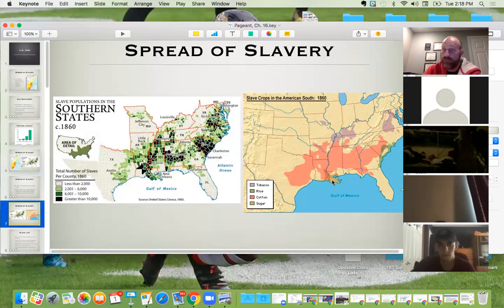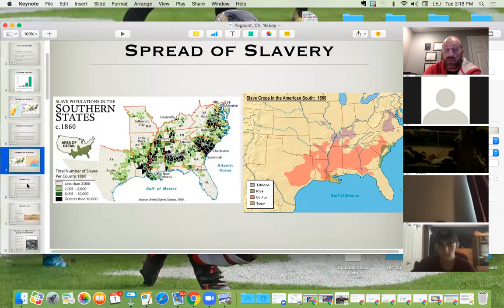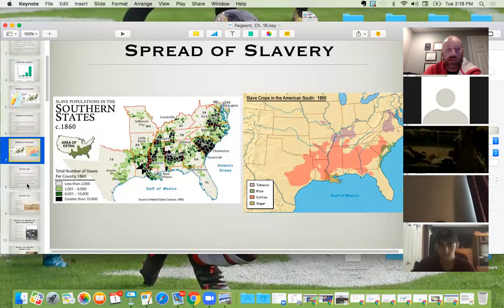Sugar, Louisiana. Slave labor was very needed in sugar. Louisiana will be one of our key sugar producing states, really then and now in the United States. Sugar is another very intensive form of labor to pick sugar cane. Think about that every time you put sugar in your coffee.